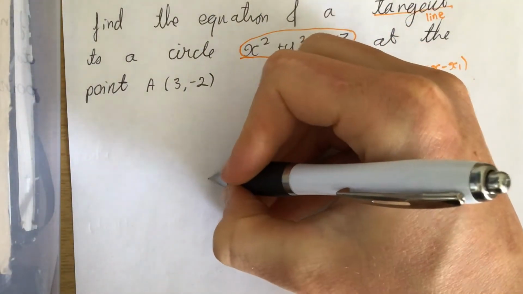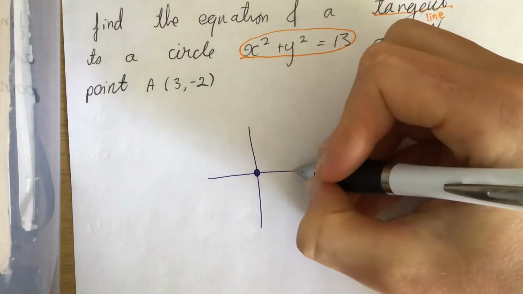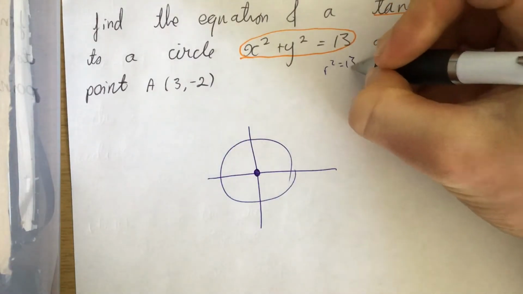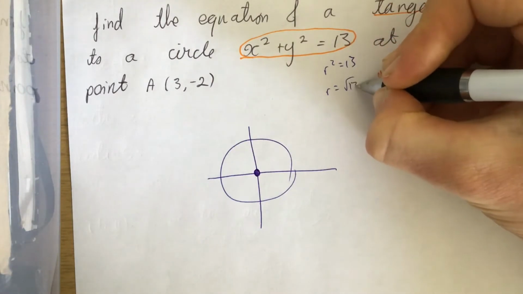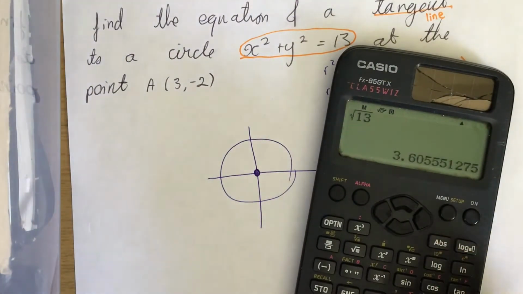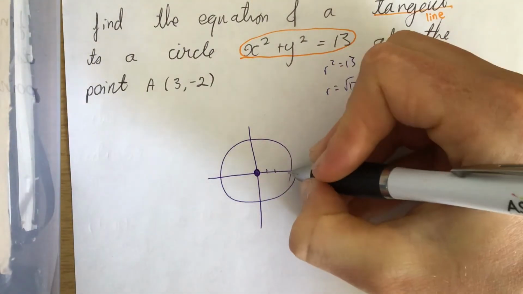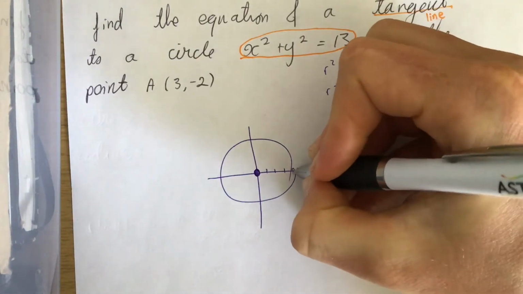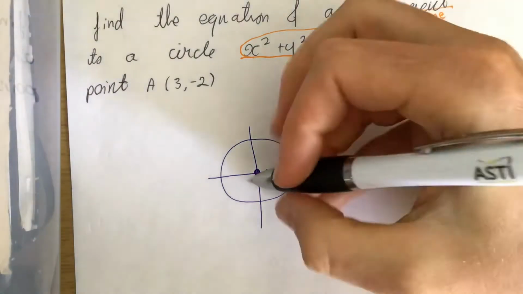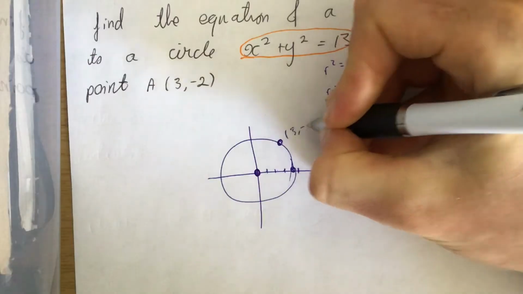We have a centre here, 0, 0, and we're going to have a circle that goes around it and has a radius. r squared is 13, so it has a radius of root 13. Now, a radius of root 13 won't give us a straight answer, so it's roughly 3.6 units. So roughly 1, 2, 3, and that would be 4. So it's roughly around there, 3.6. And then we have the point 3 comma minus 2, which would be 1, 2, 3. 3 comma minus 2 is roughly there.